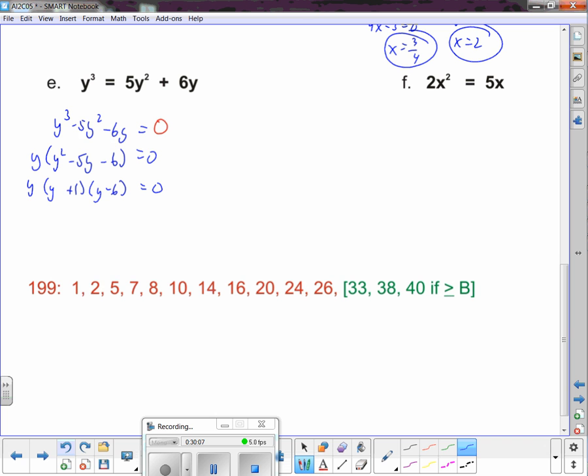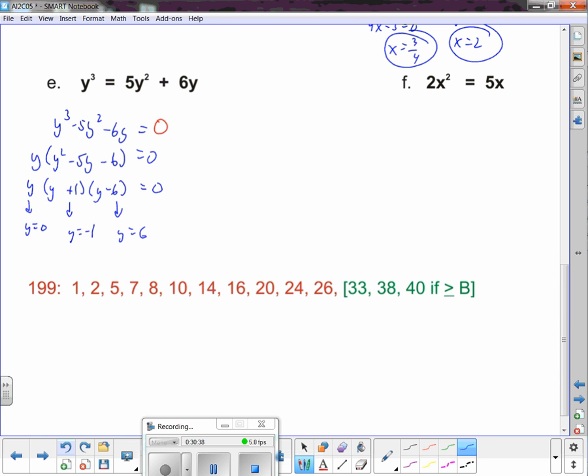So look, we got 0 for this y out front. We got negative 1 for that factor, and we got 6 for that factor. Again, y plus 1 equals 0, so y equals negative 1. Y minus 6 equals 0, so y equals 6. 3 solutions. Just what we expected for a third degree. And by the way, we're doing ones right now that give us real number answers, but the 3 solutions, some of them can be imaginary numbers. We'll get to that later.